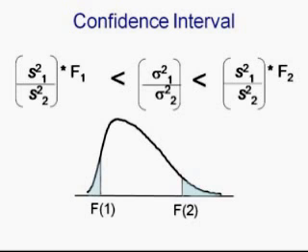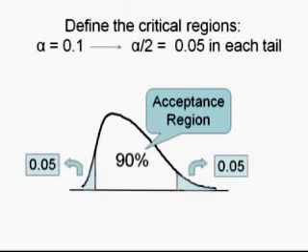Once again, notice that the F distribution is positively skewed. First, we must define the rejection regions, also known as critical regions. In a two-tailed test with alpha equals 0.1, we have 0.05 in each tail. These are called the rejection areas, and the remaining 0.90 is the acceptance region.